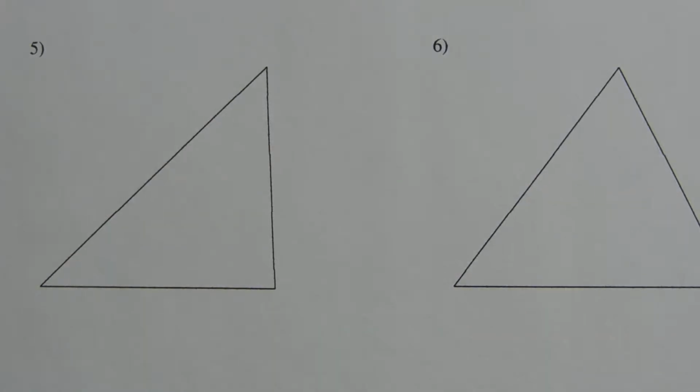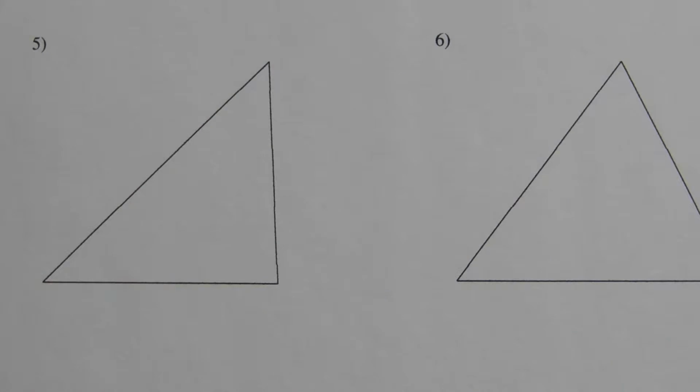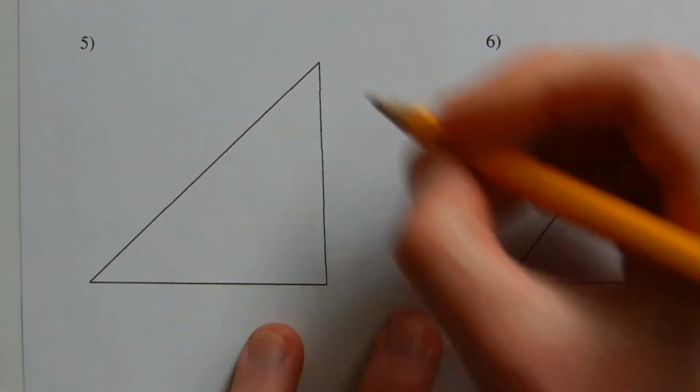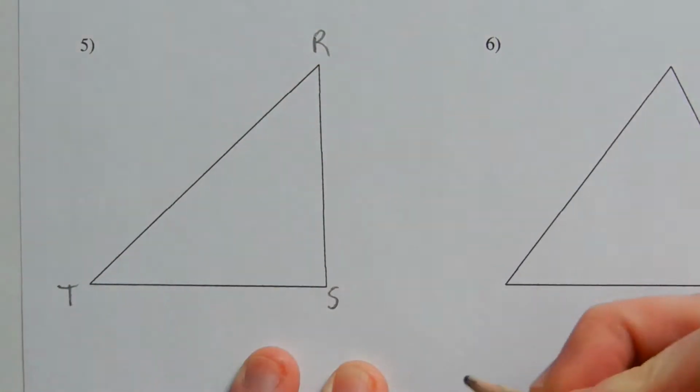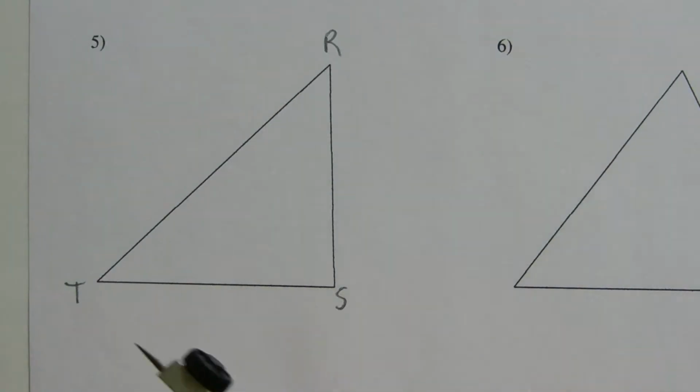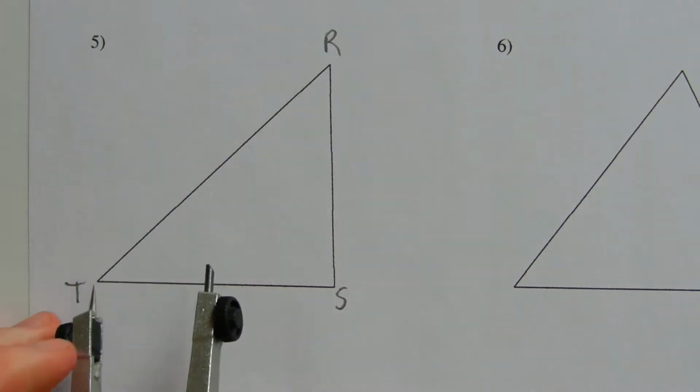Continuing on to the second page, we're still going to be locating the centroid of each triangle, so we're still going to have to find at least 2 medians. So number 5, I'll call this triangle RST. I'll start by finding the perpendicular bisector of TS.